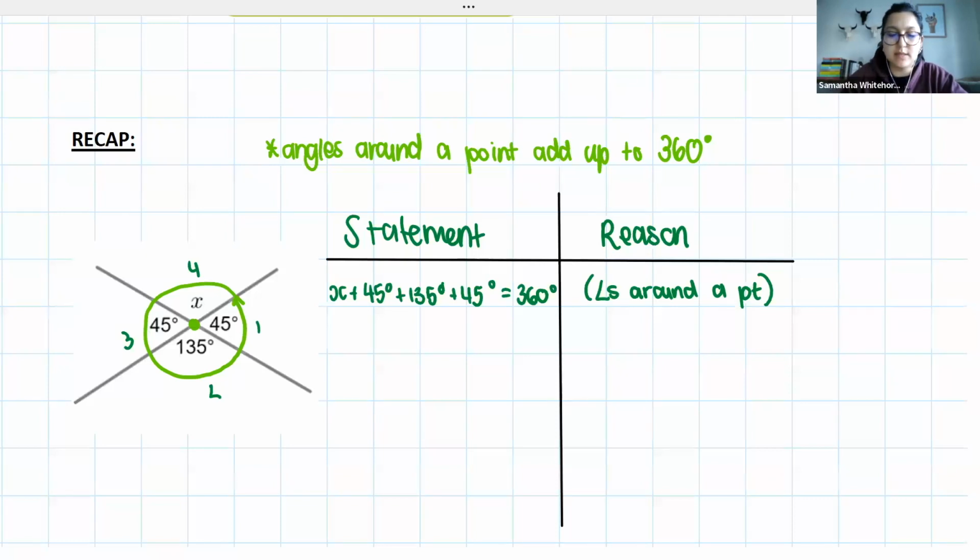Awesome, grade 8, well done. Okay, excellent, well done. So guys, there's lots of different ways that you can go about solving for x. Remember, this is like an equation.